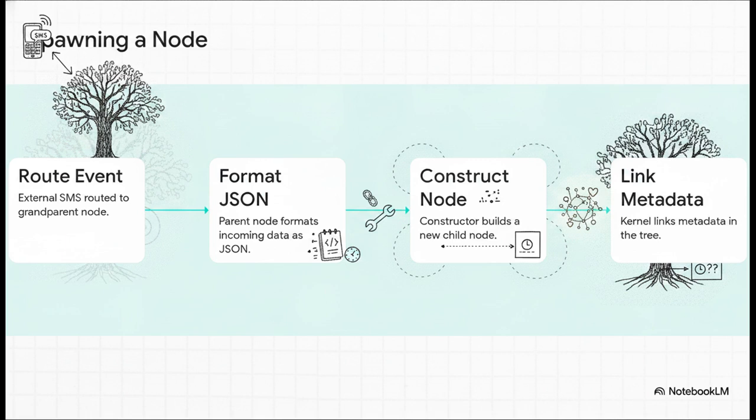Imagine an external event, like a Twilio SMS text message, hits the system. First, this incoming communication is routed by an interface to a managing node. Let's call it a grandparent node in the tree.